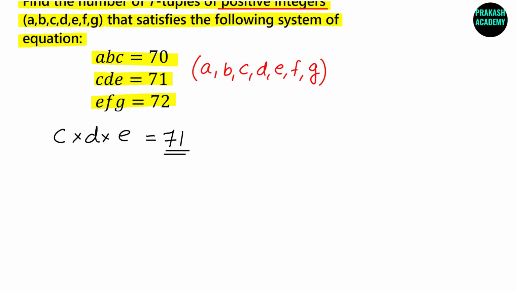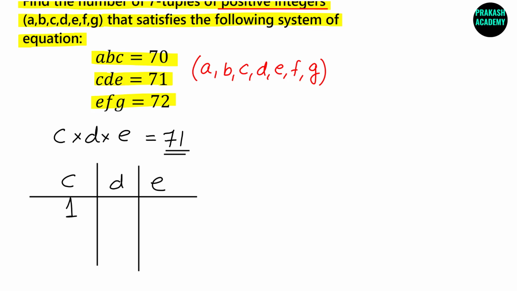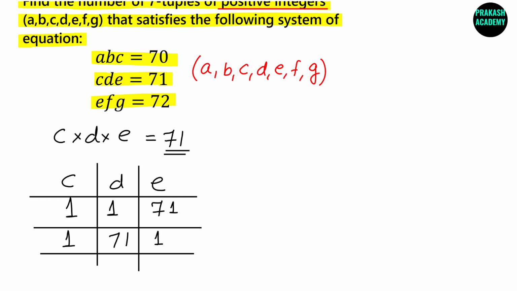This means I have the following possibilities for c, d and e. I can have c equal to 1, d equal to 1 and e equal to 71. This is the first possibility. Or I can have c equal to 1, d equal to 71 and e equal to 1. Or I can have c equal to 71, d equal to 1 and e equal to 1. In all cases the product is 71.